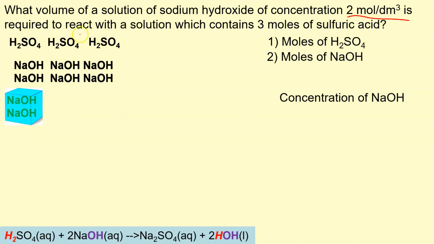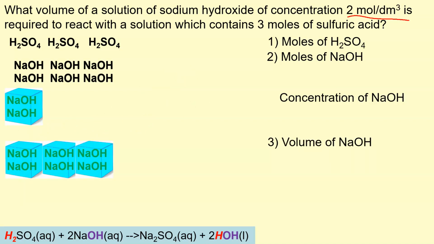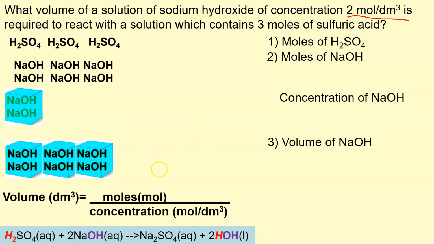Now, we've got a concentration. We can see 1 decimeter cubed has 2 moles in it, and we've got a total of 6 moles. So what we're going to clearly need is 3 decimeters cubed. We need 3 decimeters cubed because we've got 6 moles of sodium hydroxide.